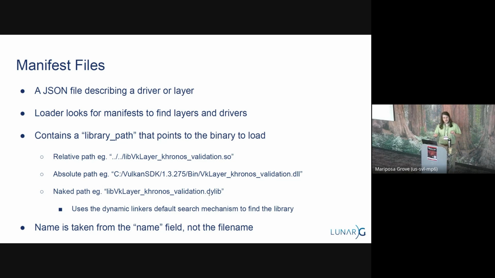A little side note: layers have a name. The file name is not the name of the layer. It's the name field in the manifest file. That trips people up occasionally because you'll see, oh, layer_name.json. No, that's not the name. That's just a file name. And it really doesn't matter what the file name is. Well, sometimes it does, but.